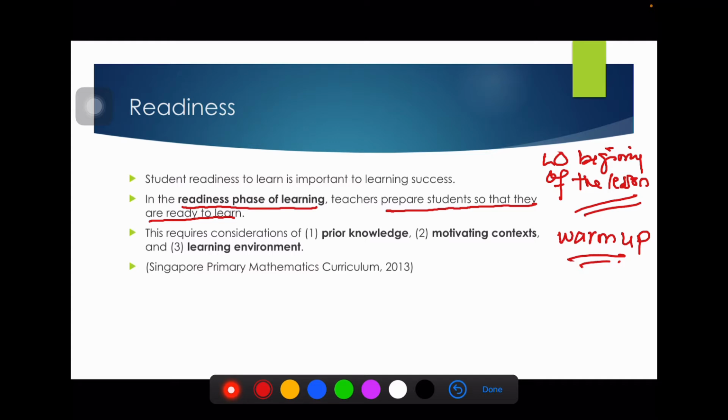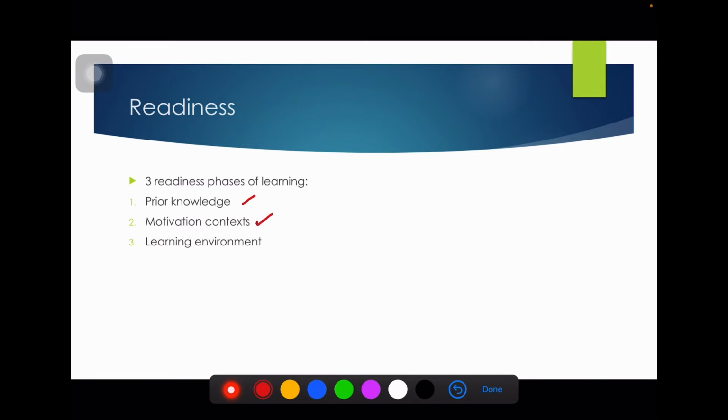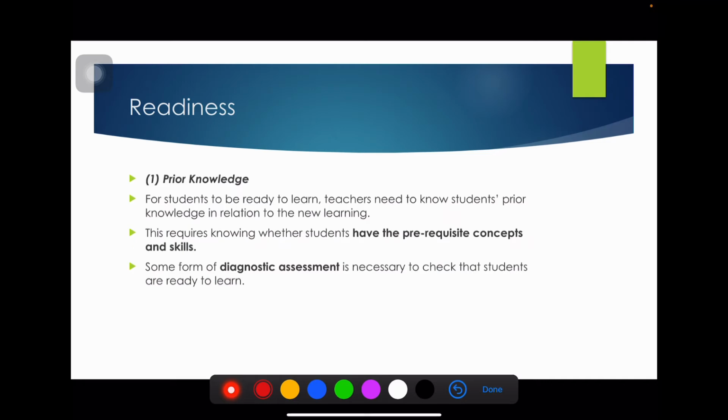Okay, now for readiness, there are three considerations. One is that you need to look into your students' prior knowledge. Number two will be the motivating context. And number three, learning environment. So this is actually taken from Singapore Primary Mathematics Curriculum 2000. Okay, so readiness, there are three phases of learning for readiness itself. One is prior knowledge, the other one is motivation context, and the third one is learning environment. So let's have a look at each one.